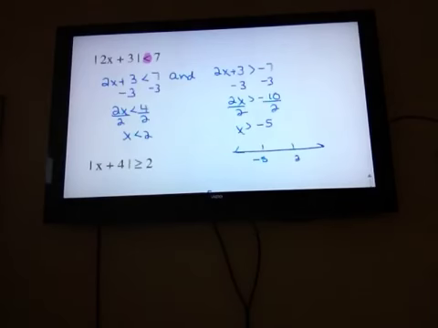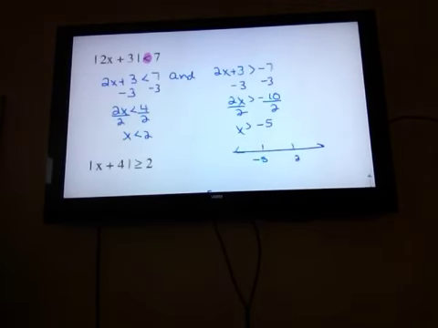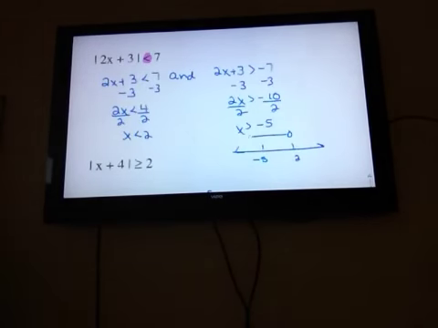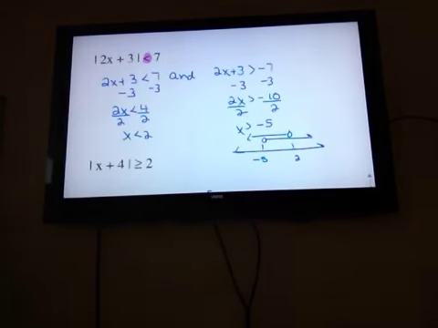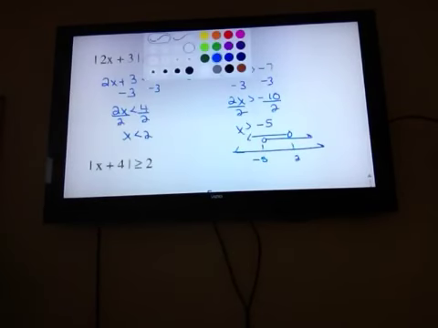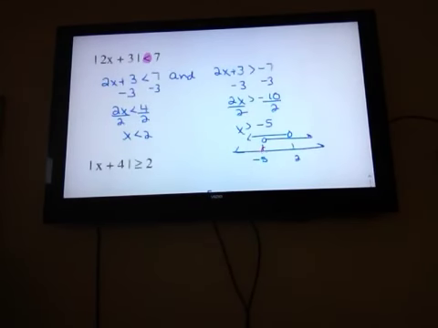So my helper graphs, the individual ones, less than 2, greater than negative 5. The intersection is this dumbbell.